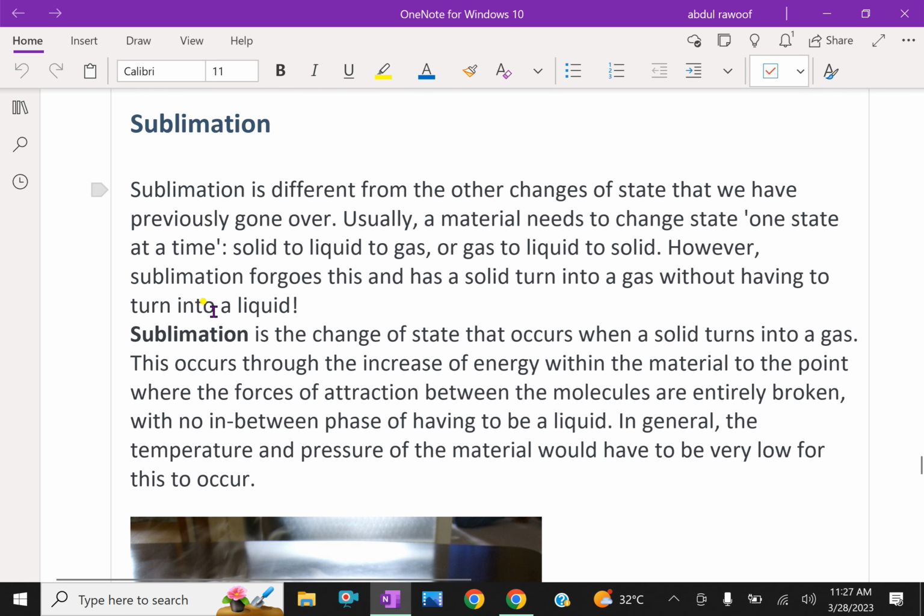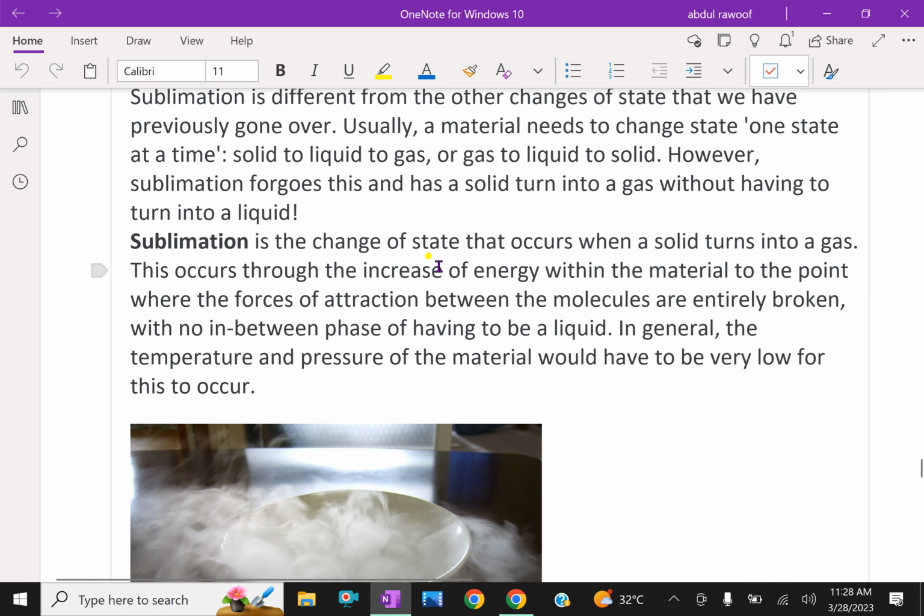Next, sublimation. Sublimation is different from the other changes of state that we have previously gone over. Usually, a material needs to change state one state at a time. That means solid to liquid, or liquid to gas, or gas to liquid, or liquid to solid. However, sublimation forgoes this and has a solid turn into a gas without having to turn into a liquid. That means a solid becomes directly gaseous. That means it's a sublimation.